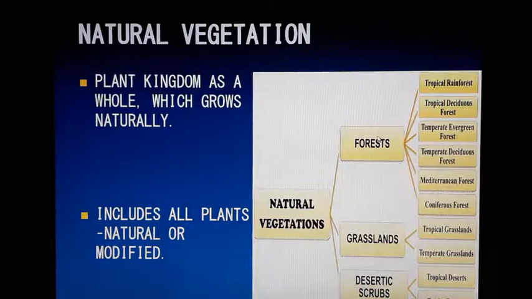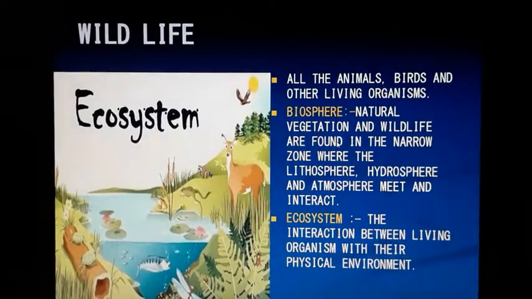Forests have different kinds: tropical rainforest, tropical deciduous forest, temperate evergreen forest, temperate deciduous forest, and Mediterranean coniferous forest. Grasslands, we have two, tropical and temperate. Desert scrubs, we have again tropical desert and tundra region deserts. Now wildlife. All the animals, birds and other living organisms are included in wildlife.